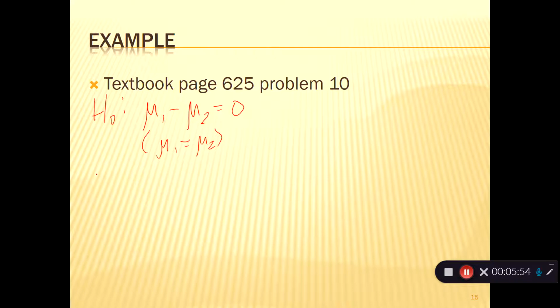That's saying the same thing. Now the alternative hypothesis, though, I don't necessarily know that the traditional or the new method is better. I'm just looking to see, is there a difference between the two? So I'm going to say is not equal to 0. So I'm going to do a two-tailed test.